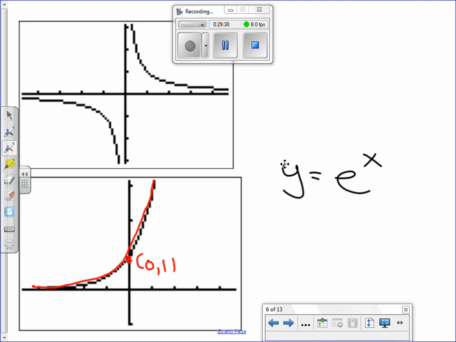Isn't that the craziest function? It's crazy. The slope, the derivative of e to the x is e to the x. Yeah, that's going to be your favorite differentiation rule to remember. The derivative of e to the x is e to the x.